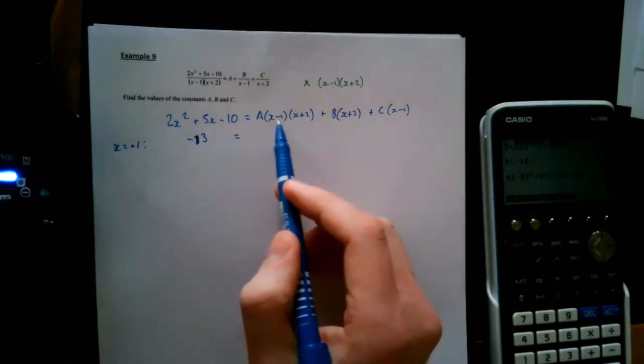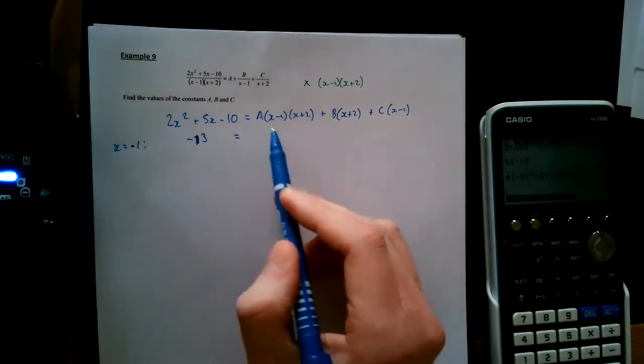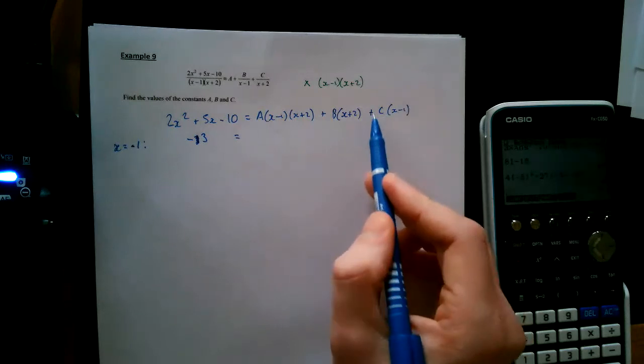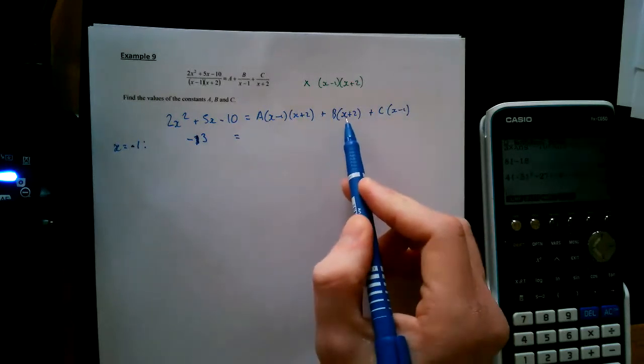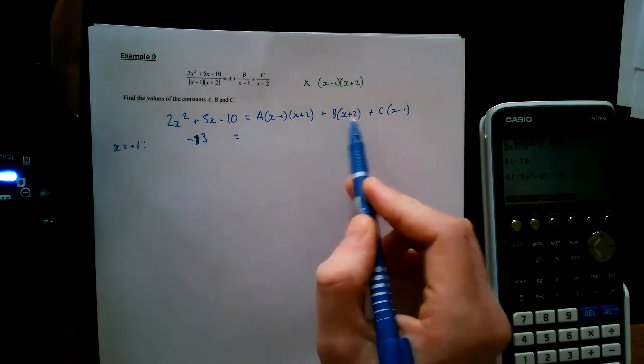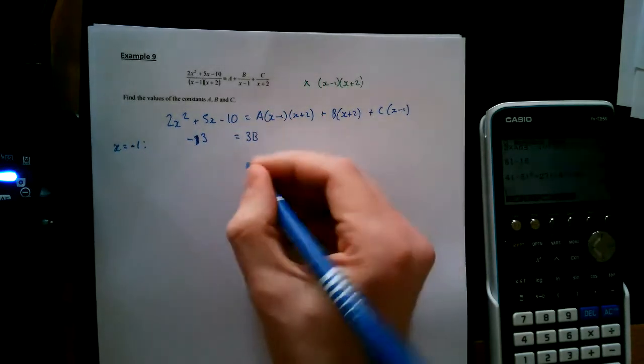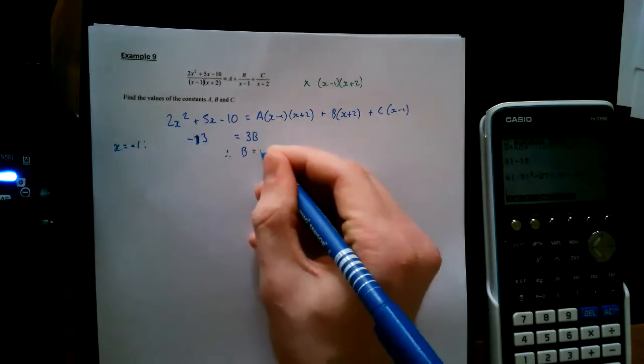If I sub 1 into there, that gives me 0. So that thing is 0. If I sub 1 into there, that gives me 0. So just 1 into here, I need to sub into. So 1 add 2 is 3, so I get 3b. So minus 3 is 3b, therefore b is minus 1.